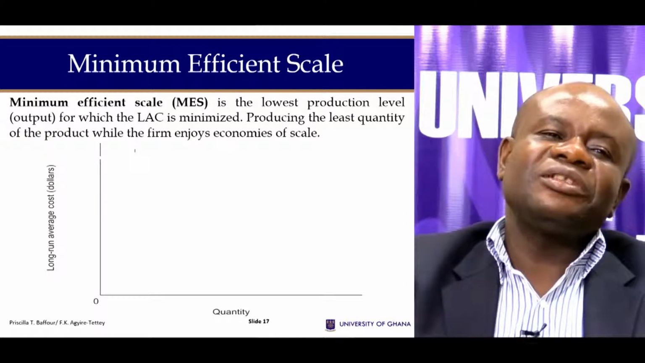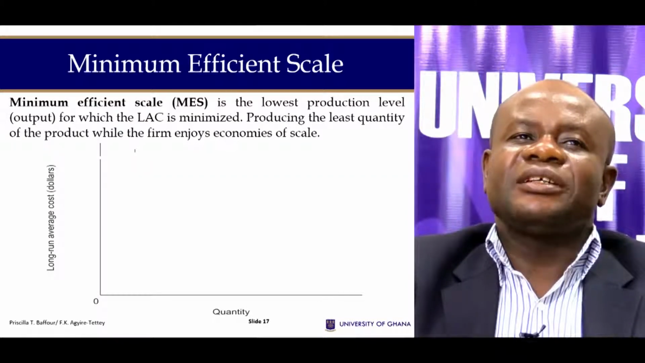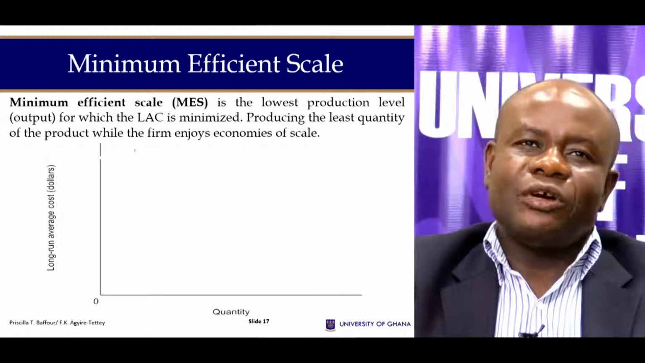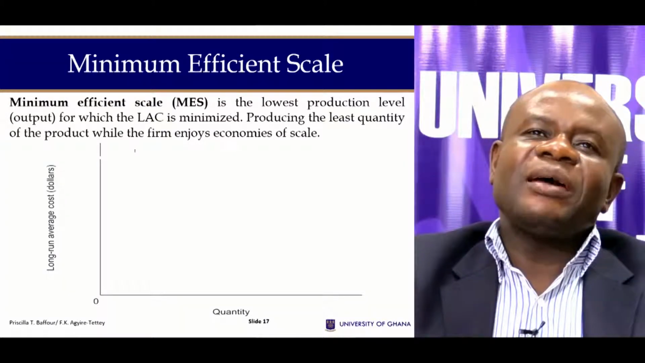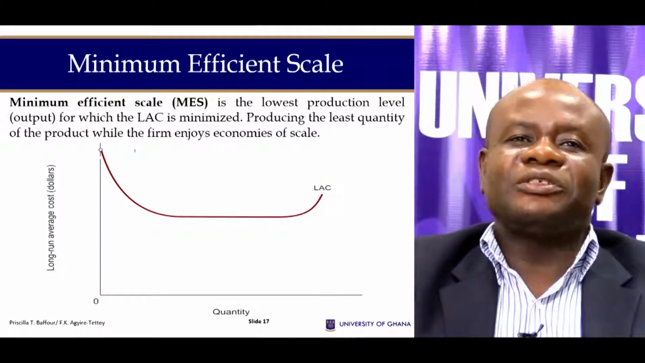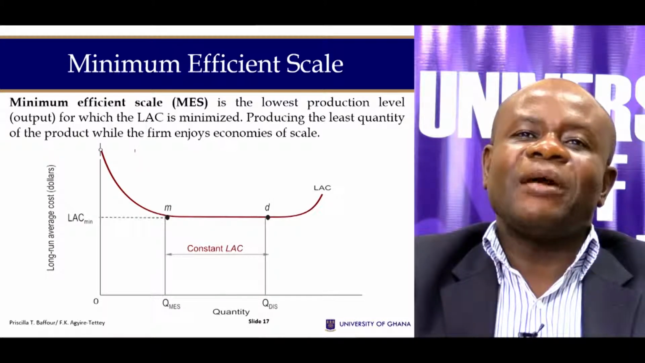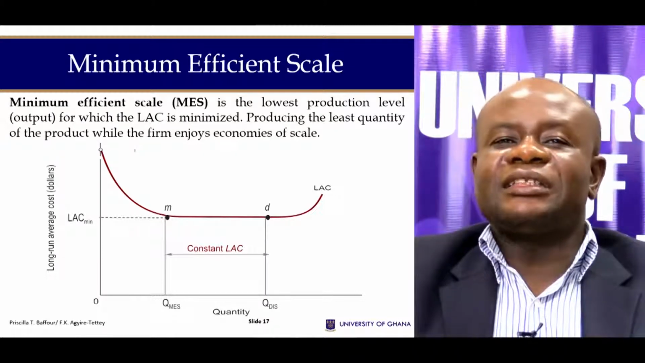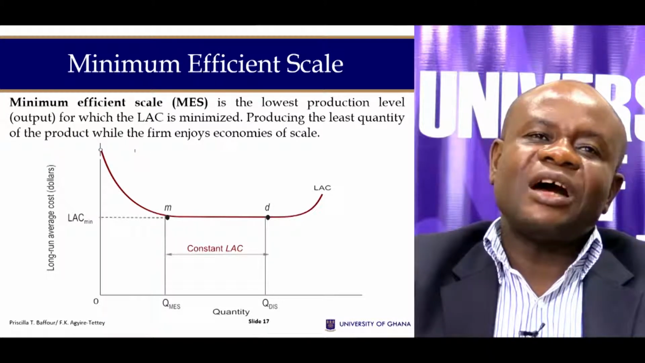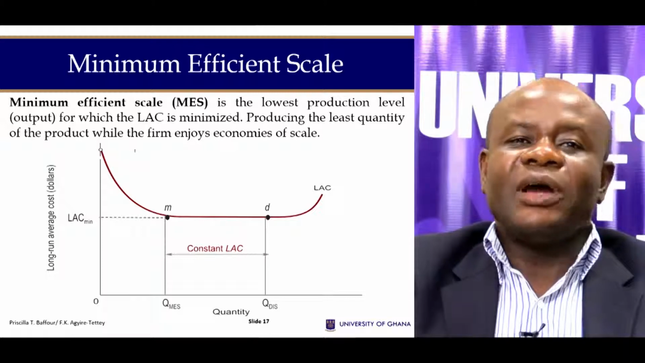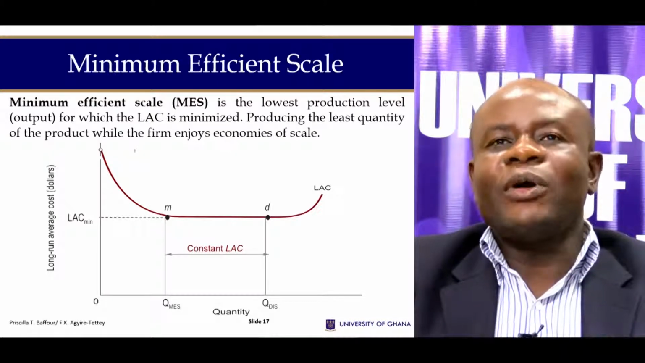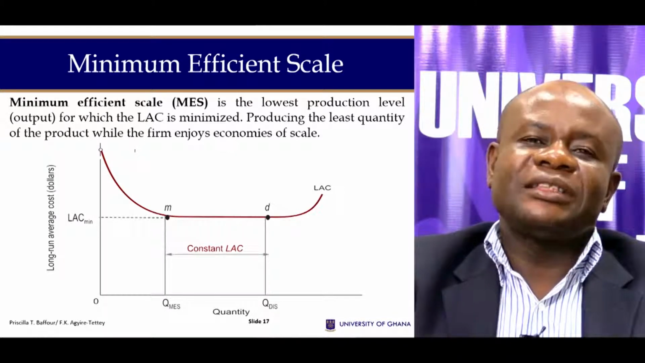Now, another concept that we need to know is the minimum efficient scale. This is the lowest production level for which the LAC is at its minimum point, or the LAC is minimized. We can have the minimum point of the LAC being dragged out. So, for example, if you have the LAC to be here, and we have between point M and point D, we have a situation whereby LAC is constant. The minimum output that we can produce at the minimum LAC, which is QMES, is what we are referring to as the minimum efficient scale. So that is the lowest output that we can produce at the minimum LAC.